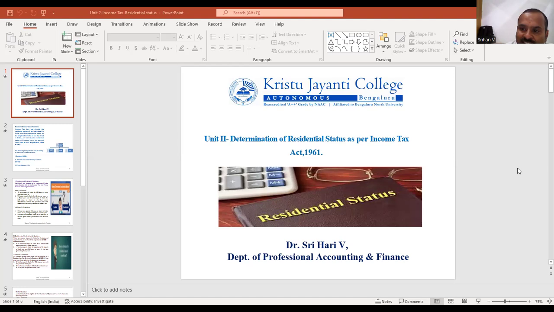How is it going to influence income tax? When the income tax department is going to impose or levy income tax on an individual, the department will classify the individual into three categories. That is called residential status as per Income Tax Act 1961. What do you mean by residential status as per Income Tax Act 1961? The income tax department is going to classify the individual into three categories.